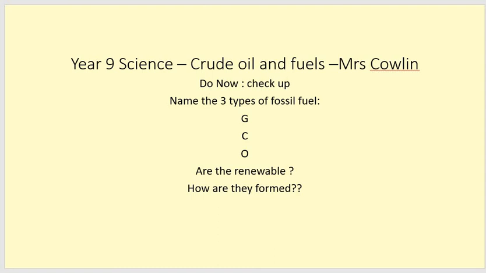The electricity in the home is a very short topic, so hopefully we'll get this completed before the end of the summer term. We're moving on to crude oils and fuels, and this is crude as in not yet separated and sorted, as opposed to any other meanings of the word crude.